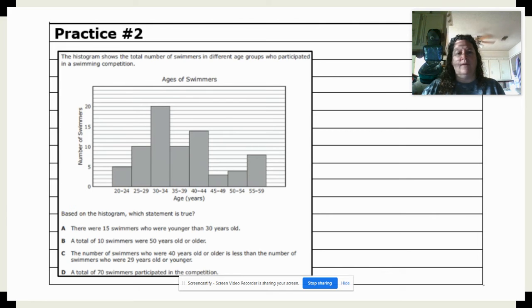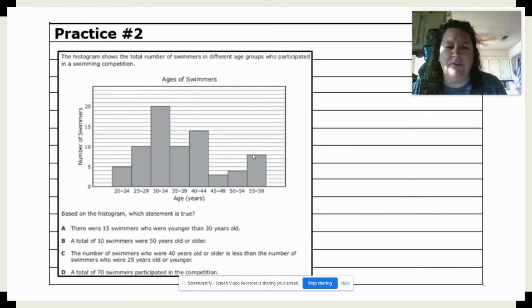All right, the histogram shown on the table below shows the number of swimmers of different age groups who participated in a swimming competition. So this is a group of data, and it shows the ages of them. Can we tell how many swimmers there are? Well, sure we can. Because of the bars and their height, I can tell how many swimmers there are in each of the ranges, okay?